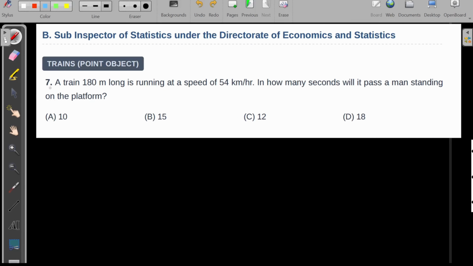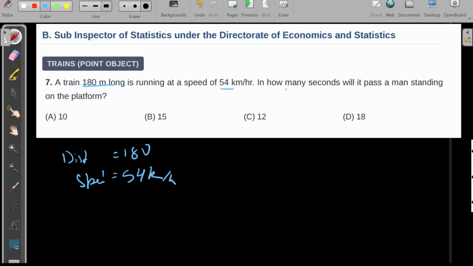Now this question number 7 is taken from the Sub-Inspector of Statistics under the Directorate of Economic and Statistics paper. So let's take a look at the question. A train that is 180 meter long. So the length of the train, or the distance, is 180 and it's running at the speed of 54 km per hour. So the distance is given, which is 180, and the speed is also given, which is 54 km per hour.